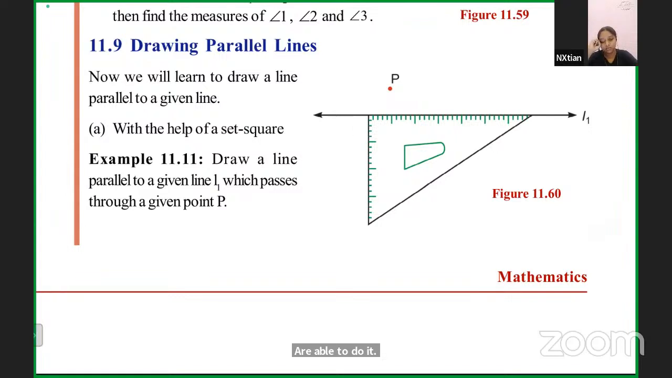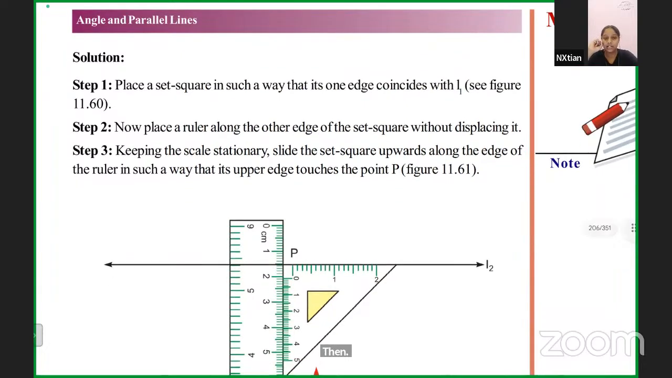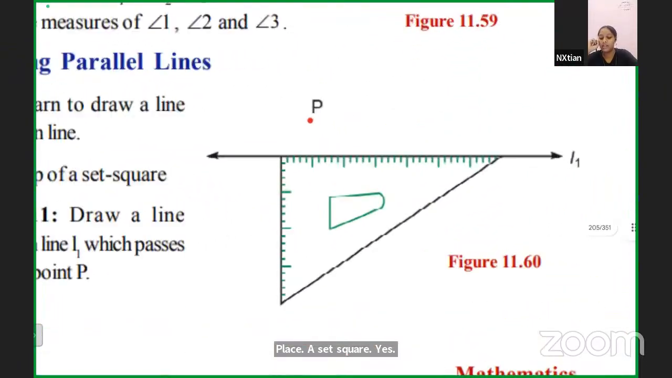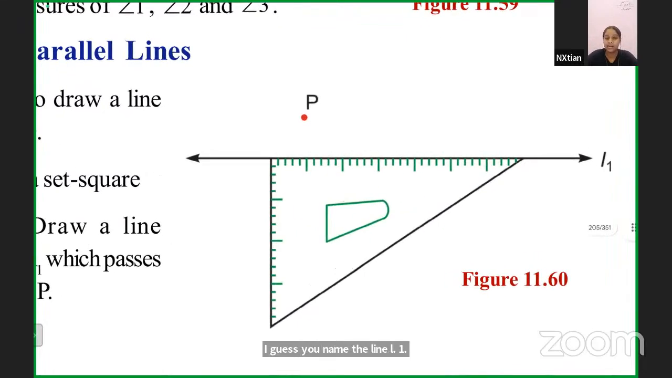Okay, ma'am, so I draw the line. Then the next thing, ma'am, place a set square. Where should the P point be? P point a little left above the line. You can name the line L1. P point will be like this, slightly towards the left side of the line, above the line. Yes, like that.